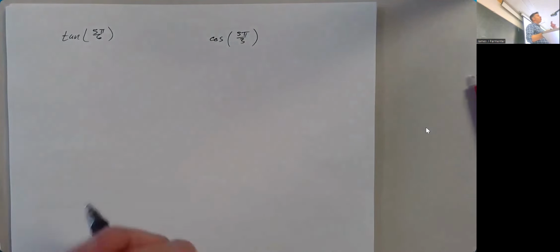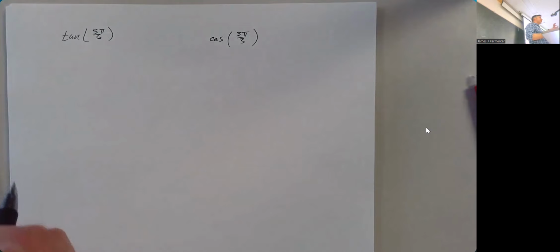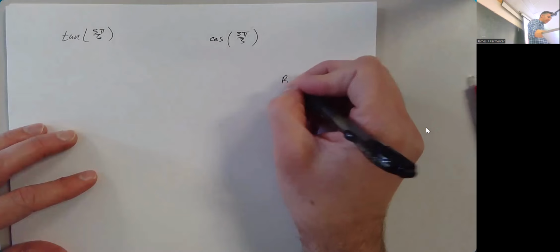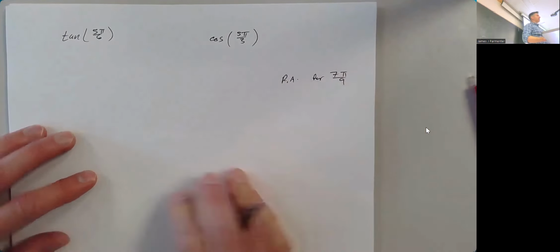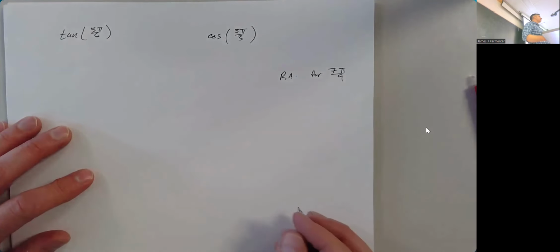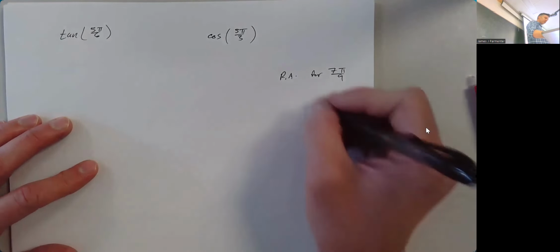This trick only works for these special angles measured in radians. So anything with a pi over 6, a pi over 4, or a pi over 3. Anything else is no good. Like, for example, if I said, what's the reference angle for 7 pi over 9 radians? It's not going to be just pi over 9. It's going to be 2 pi over 9.